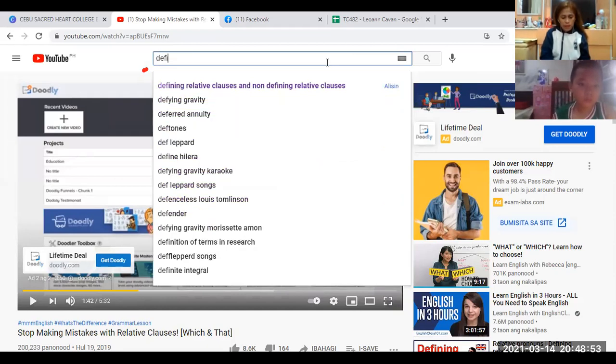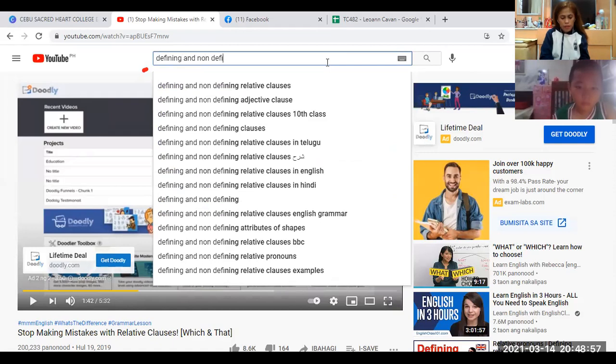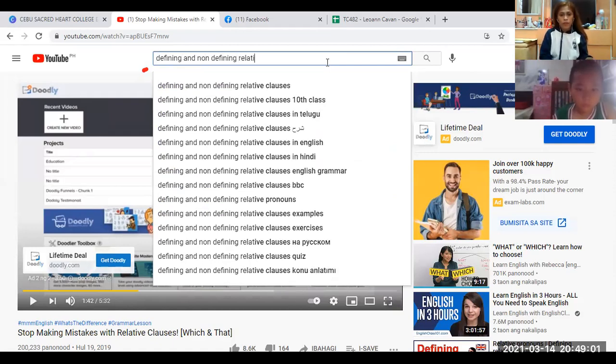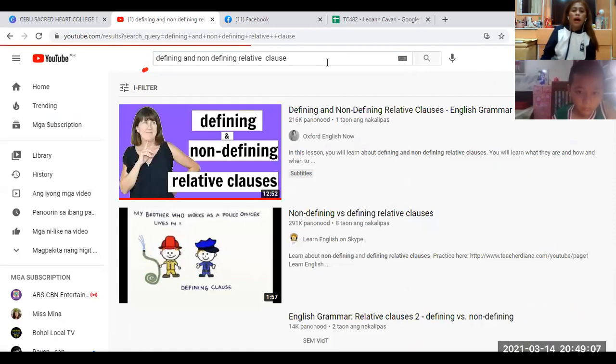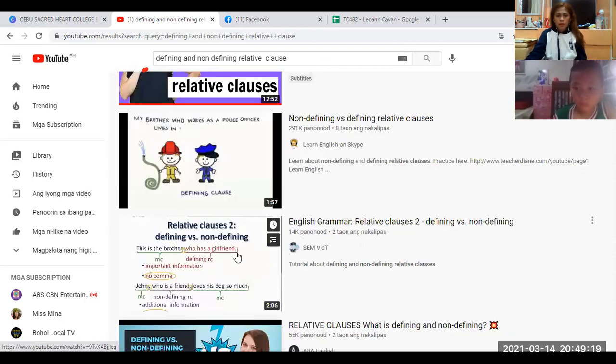Defining and non-defining relative clause. At least we can learn more about that relative clause. On Monday, tomorrow, we will have a quiz or exercises for this. The teacher will give you exercises about this.